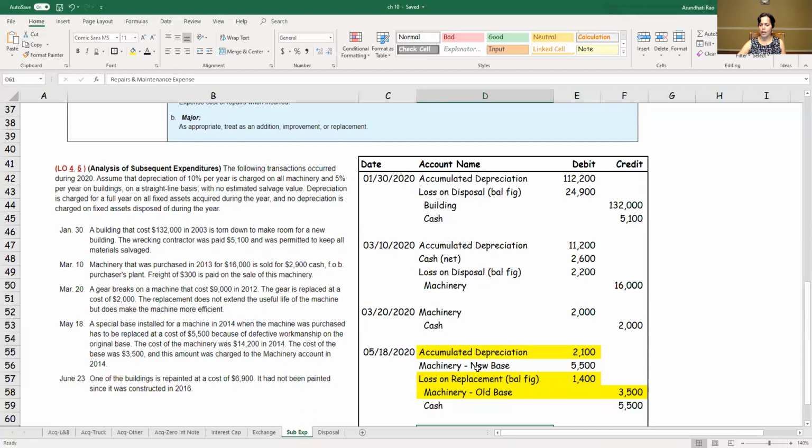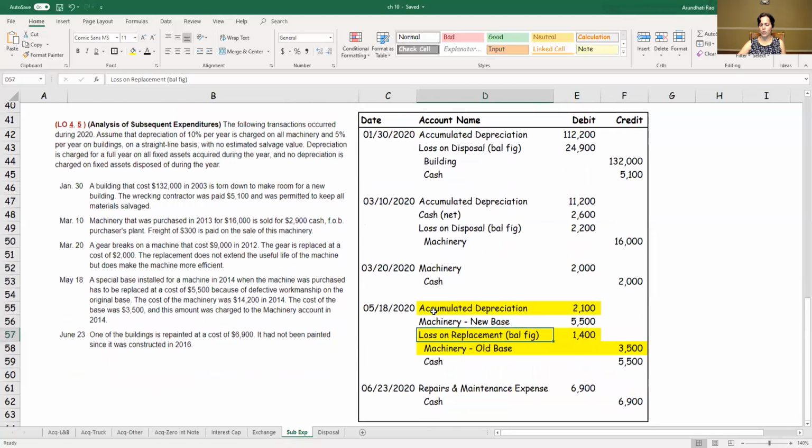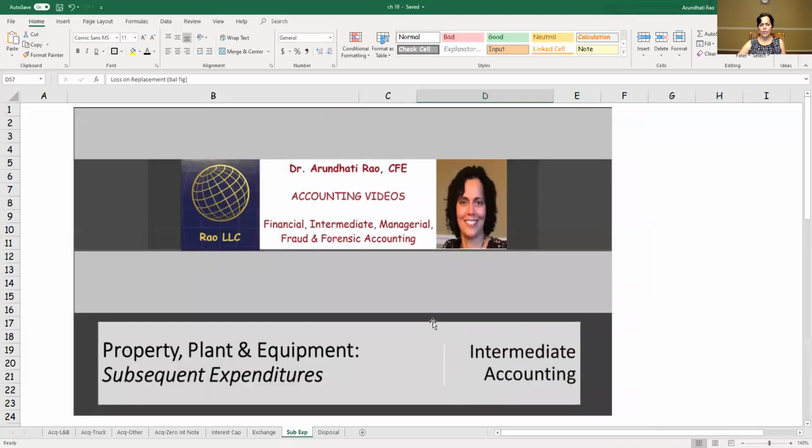So what you saw was, in all of these cases, the loss is a balancing figure in the journal entry. In 1, 2, and 4, we had to calculate the loss, and in each of those cases, it was the balancing figure. Once again, any property, plant, and equipment that you purchase, you are going to have subsequent expenditures. We need to see whether we need to capitalize it, and how we capitalize it makes a little bit of a difference in terms of which account is going to be debited for the cost of the expenditure. So with that, we are done with the acquisition and subsequent expenditures of the property, plant, and equipment.